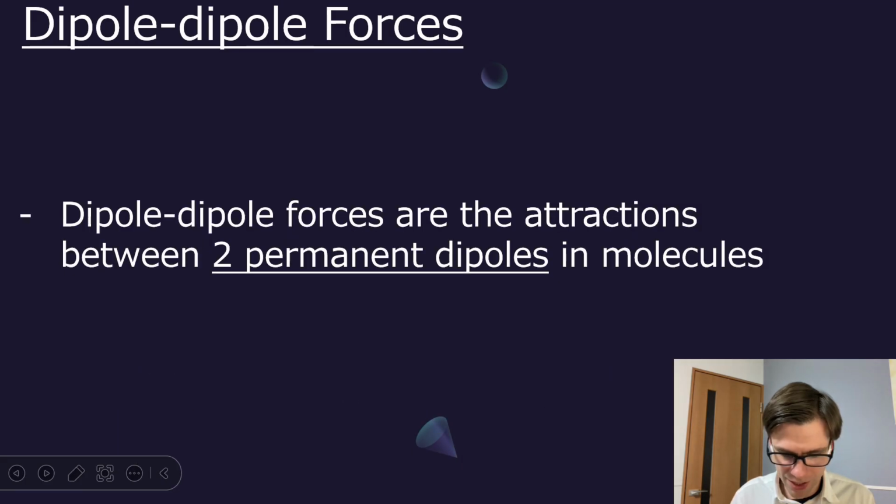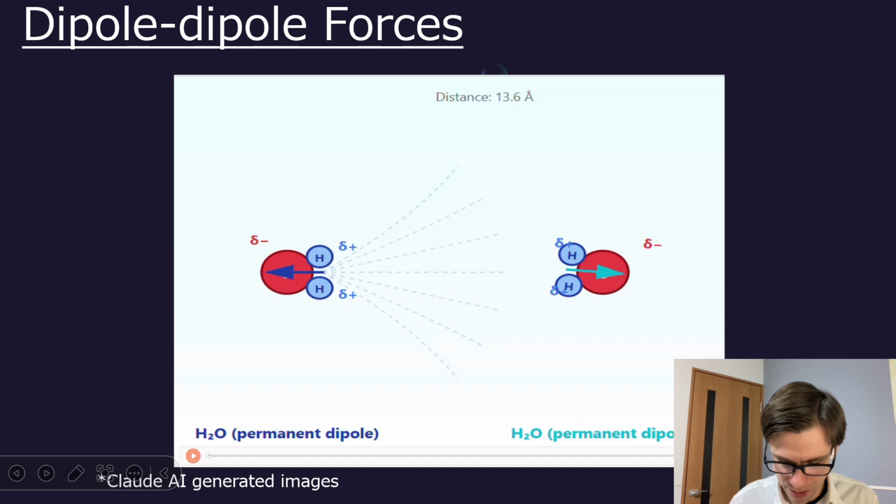Okay, that brings us to dipole-dipole forces, which are again similar as before. This time we don't need to induce anything at all though. We just have two permanent dipoles. Dipole-dipole forces are the attractions between two permanent dipoles in molecules. So now, this time imagine we have two H2O molecules. They are approaching each other. Well, what's going to happen is that they're going to orient themselves. They're going to arrange themselves in certain ways to satisfy their electric fields, their electrostatic attraction.